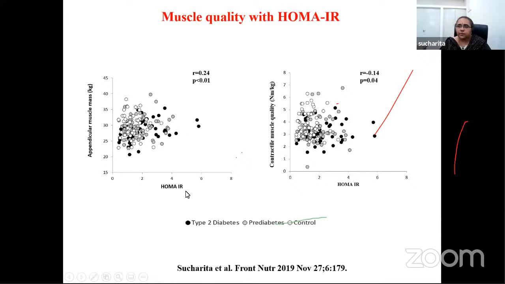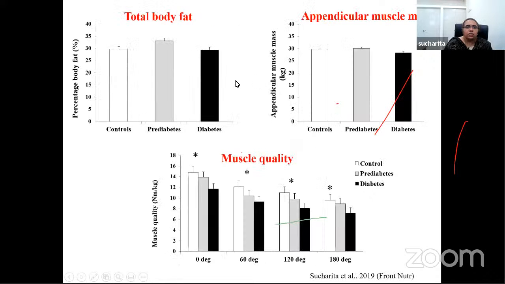So we expected that as one developed diabetes, there will be a decline in both mass as well as the strength, because we expected that the mechanical and metabolic functions will be altered. But what we found was that the muscle strength was reduced, which is the ratio of the mass and strength, and the muscle mass was somehow retained or maintained in these individuals.